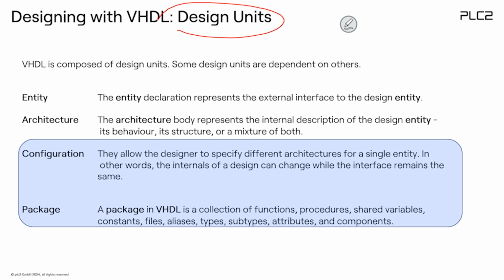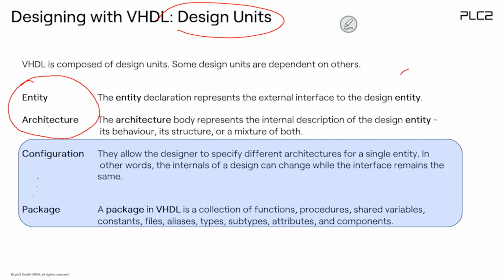We do have actually two important design units. There are actually 4 of them, but we will talk about configuration and package in the second part. But today we will talk about 2 very important units. One is the entity and one is the architecture. So these are the units which describe actually your design.